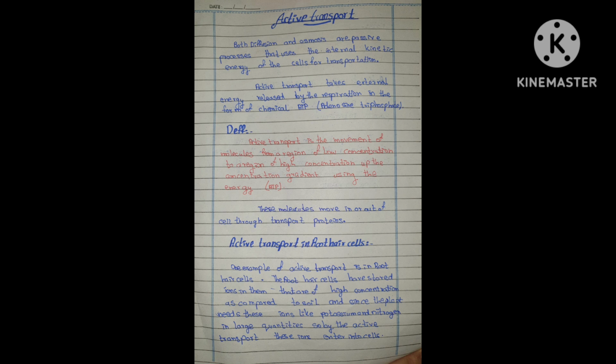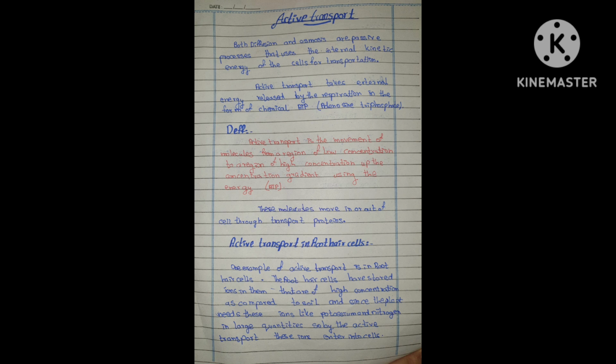Both diffusion and osmosis are passive processes that use the internal kinetic energy of the cells for transportation. We have recently studied that all cells have internal kinetic energy, and diffusion and osmosis do not use any external source of energy. They rely only on the internal kinetic energy stored in them. But active transport takes energy in the form of ATP, which is released by respiration in the cells. ATP is a chemical, adenosine triphosphate.